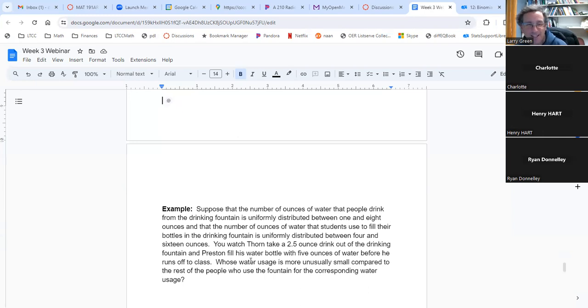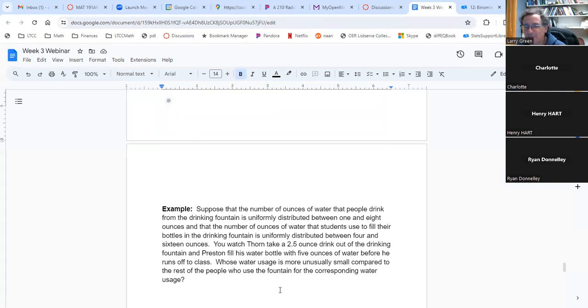Let's suppose you watch Thorn take a 2.5 ounce drink out of the drinking fountain, and Preston fill his water bottle with 5 ounces of water before he runs off to class. And by the way, just for fun, these were 2 of my students. They had cool names, so I used Thorn and Preston. Whose water usage is more unusually small compared to the rest of the people who use the fountain for the corresponding water usage? Any questions on the question?